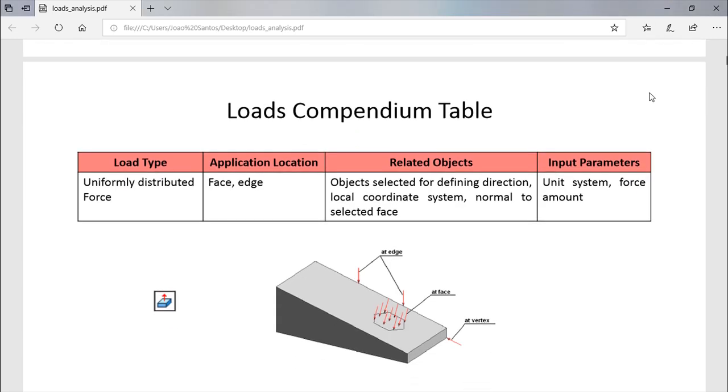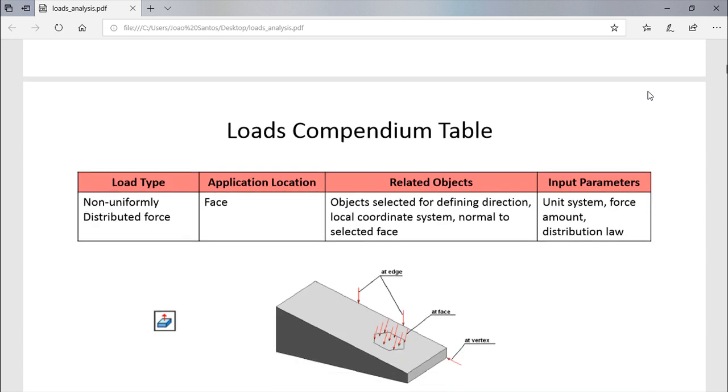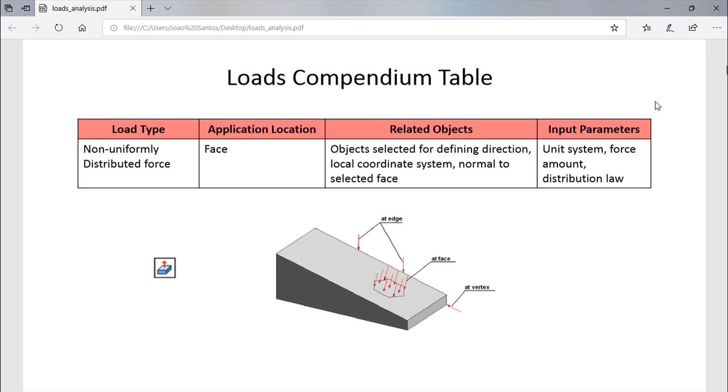Then we have the uniformly distributed force. So in a face or an edge, the objects are the same, but we need to give also the normal to the face, and the parameters are equal, so units and force amount. A non-uniform force, we apply it on the face. The objects are the same as the previous one. In here we give the units, the force, and the distribution law.